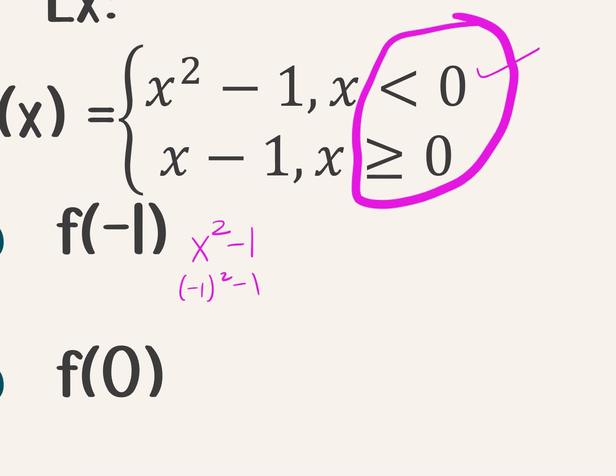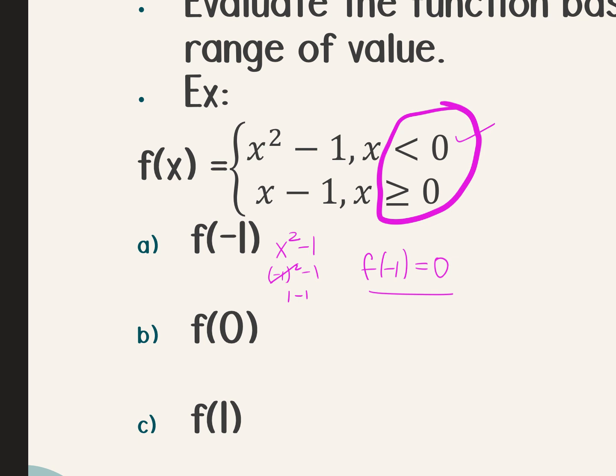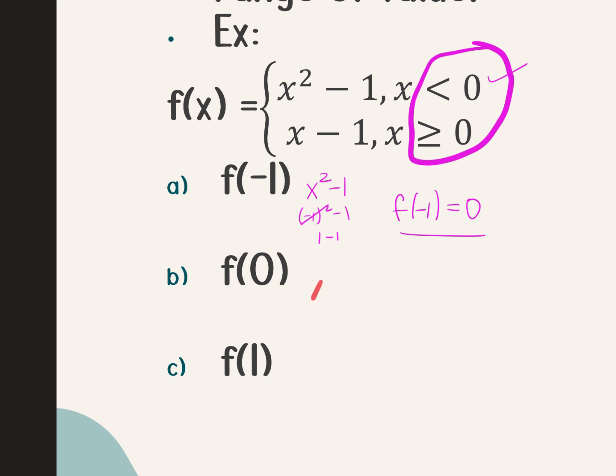What's -1 squared? 1, and then 1 minus 1 is 0. So f of -1 equals what number? 0. So now I'm going to use 0 to evaluate. Well, now I have to look and say, okay, where does 0 fall? Is 0 less than 0, or is it greater than or equal to? It's greater than or equal to, so I'm going to use x minus 1. So I'm going to plug in 0. 0 minus 1 is -1. So when I plug in 0, I get out -1.